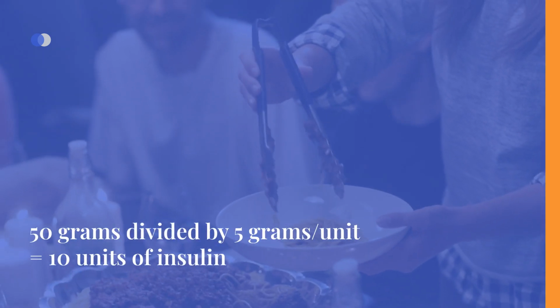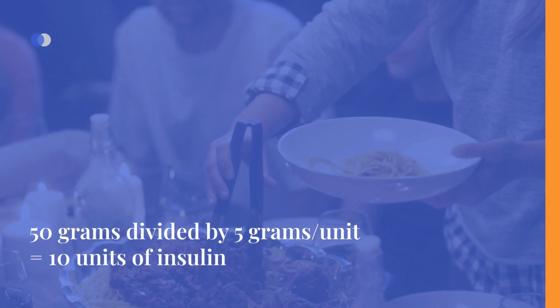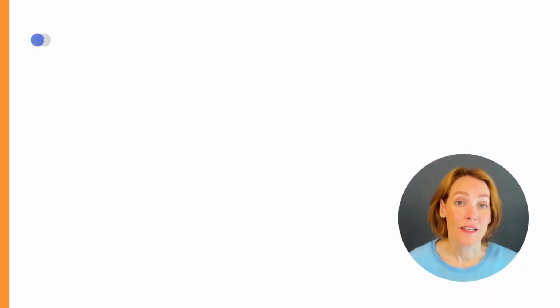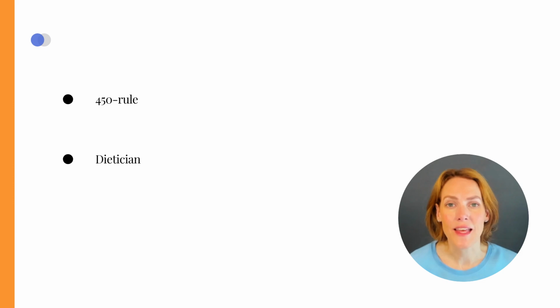For example, if you're going to eat 50 grams of carbs and your carb ratio is 5 grams per unit, you will need to bolus 10 units of insulin. The carb ratio can be established in a few ways: by employing the 450 rule, through a dietitian who calculates the carbohydrate intake per meal and then divides it by the amount of insulin units injected, or by taking a certain percentage of the total daily insulin dose.